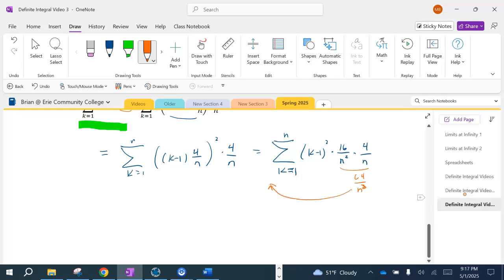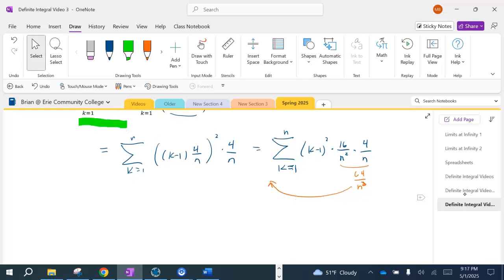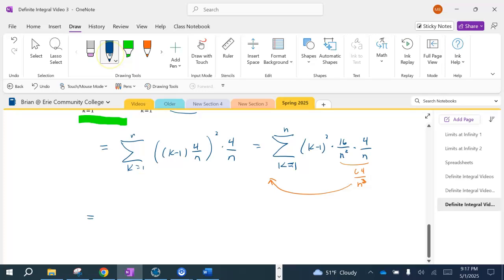Again, remember, the sigma notation means you're adding up. So this is a common factor in each term. You can factor it out of each term. So now we get 64 over n to the third power times our sum of (k minus 1) squared. Now we need to square out that k minus 1.